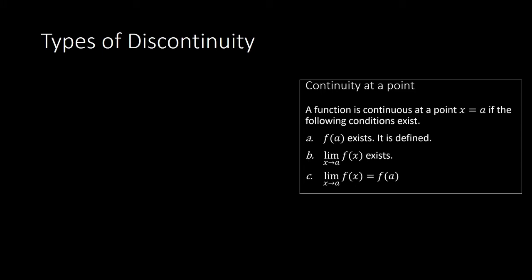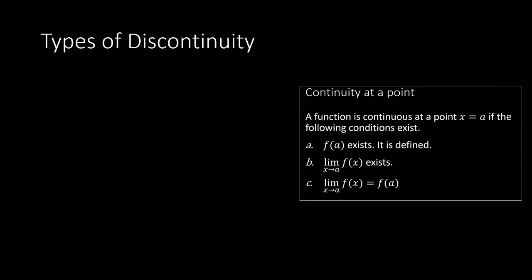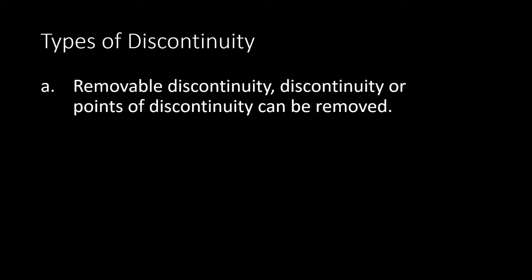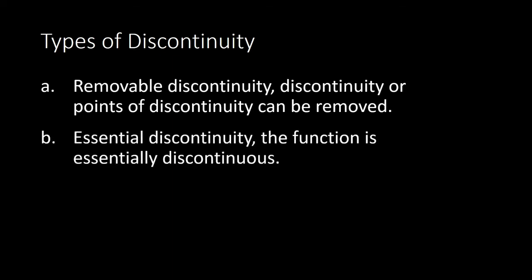A function is continuous at a point x is equal to a if the following conditions are met. f of a exists, or f of a is defined. The limit of your function as x approaches a exists, and it is equal to f of a. So if any one of those is not met, you will have a discontinuity at the point x is equal to a. But we have two types of discontinuity: a removable discontinuity and an essential discontinuity.